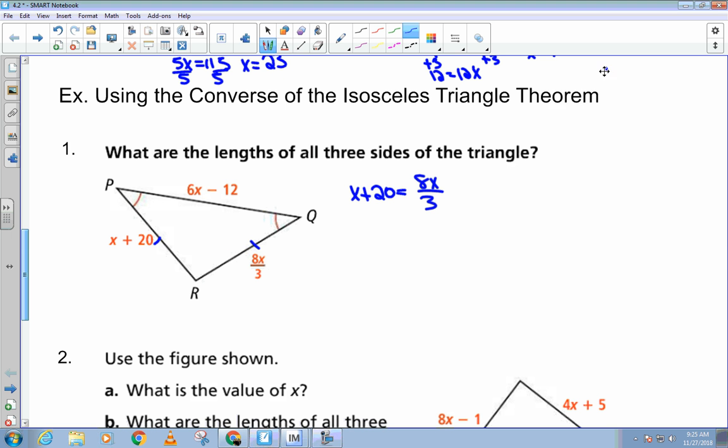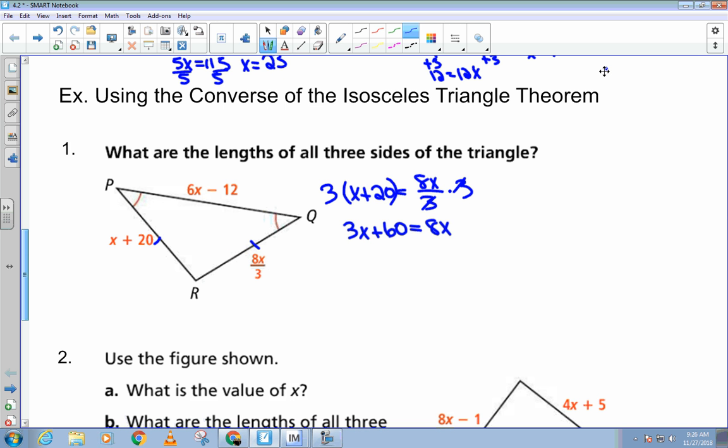Okay. So what am I going to do to solve this equation? Multiply by 3, right? I want to get rid of the fraction. We don't like fractions, right? So if I multiply this side by 3, my 3's cancel. Whatever I do to one side, I have to do the other. So I have to distribute, it gives me 3x plus 60 equals 8x, because the 3's cancel.